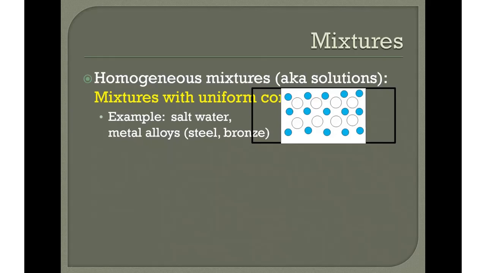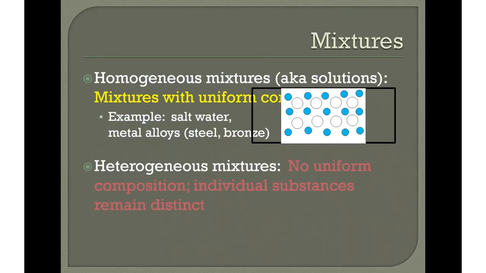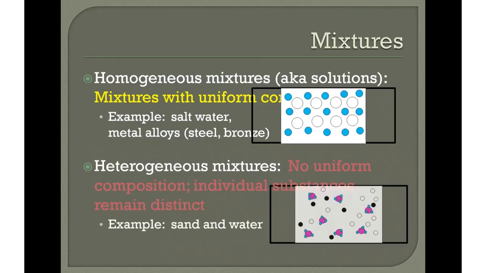So here I'm just going to use the colors, for example. It's like blue, then white, then blue, then white, then blue. It's uniform composition, okay? Heterogeneous mixtures, there's no uniform composition. The individual substances remain distinct. So for example, let's say I have sand and water and I'm really trying to mix it together. Well, what's going to happen eventually? They're going to separate, right? So this, on a molecular level, is an example of a heterogeneous mixture. You see how random it looks? Okay.